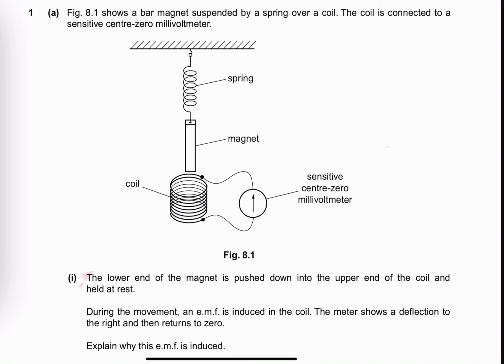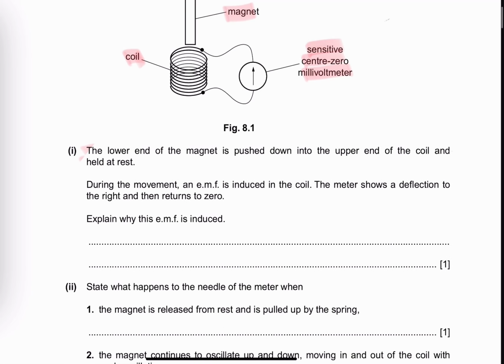Question number one. They're asking: this shows a bar magnet suspended by a spring over a coil. The coil is connected to a sensitive zero-centre millivoltmeter. So this is a voltmeter, and there is a coil, and this is a magnet, and there is a spring attached to it. The lower end of the magnet is pushed down into the upper end of the coil, then held at rest. During the movement, an EMF is induced in the coil. The meter shows a deflection to the right and then returns to zero. Explain why this EMF happens.